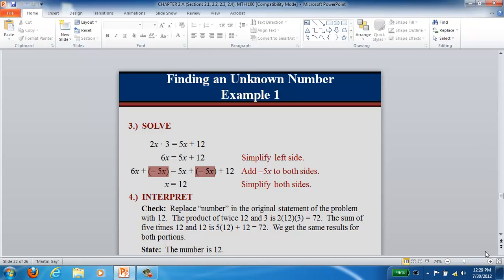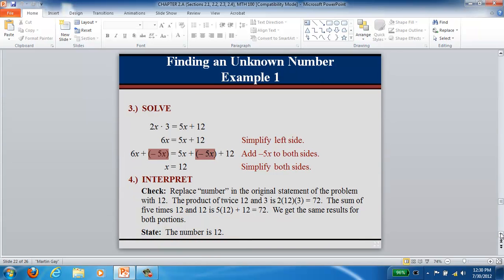Check the answer by replacing the number in the original statement of the problem. The product of twice 12 and 3 is 2 times 12 times 3, which equals 72. The sum of 5 times 12 and 12 is 5 times 12 plus 12, which is 72. Therefore, we get the same results for both portions. Therefore, the answer is 12.